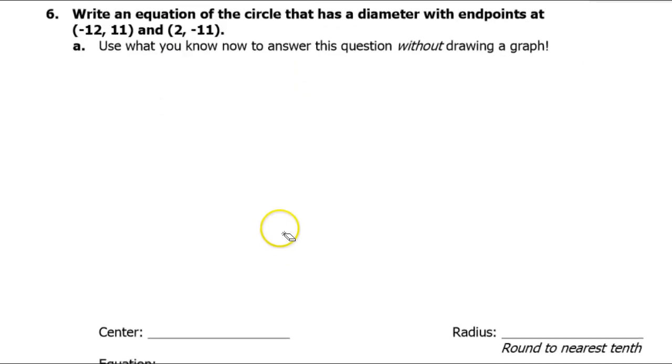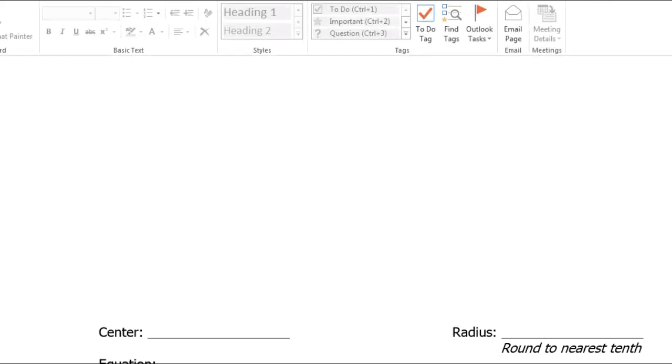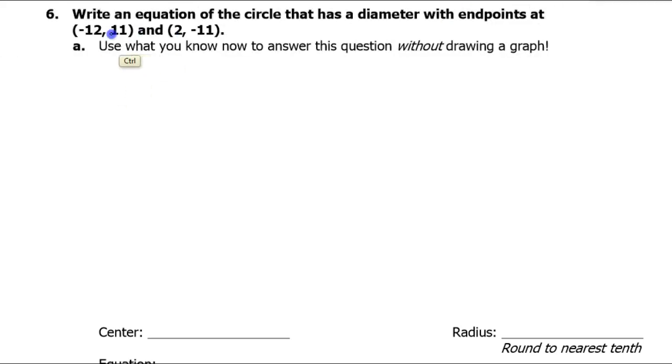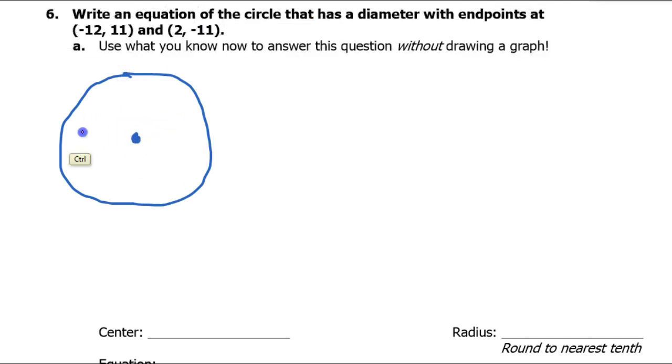Now, moving on to number 6. Write an equation of the circle that has a diameter with these endpoints. Well, remember what a diameter is. So I'm going to draw a quick diagram. I see negative 12 comma 11, 2 comma 11. Look, I'm not going to formally put this on a really nice graph. I'm just going to do a rough sketch. So here's my circle, and there's the center, and here comes a diameter. I could have these points on the end.